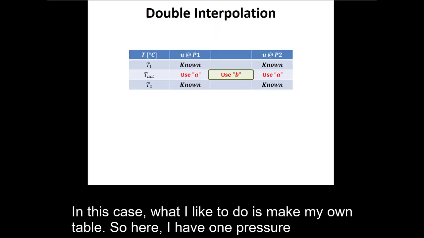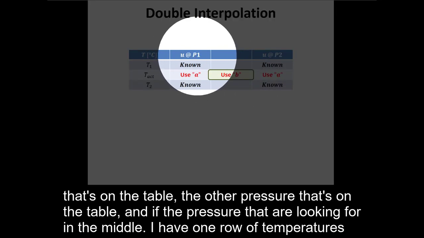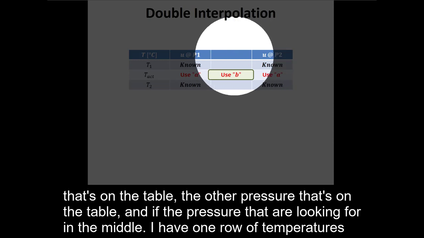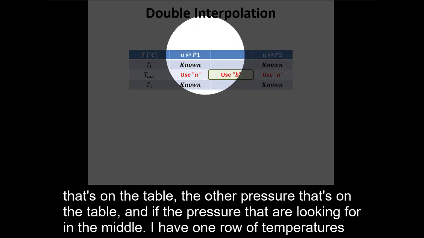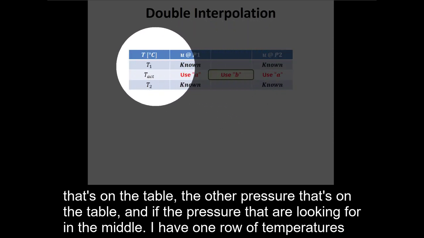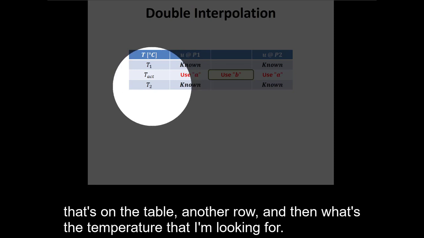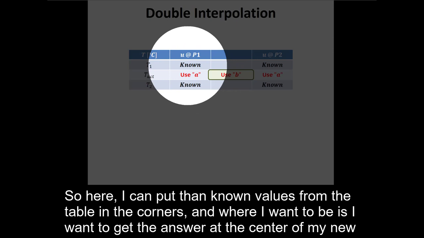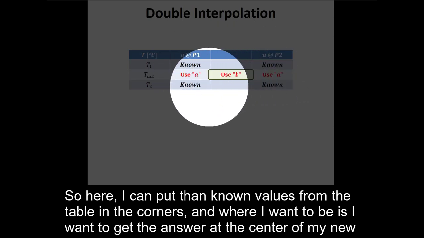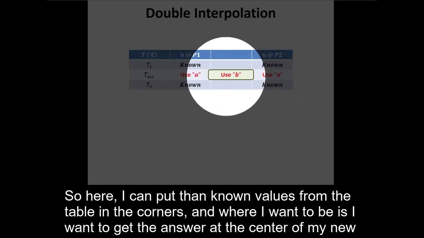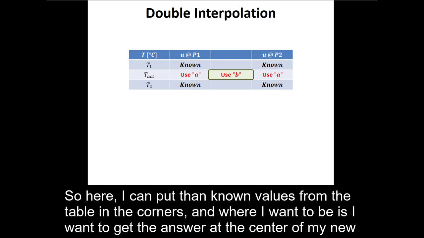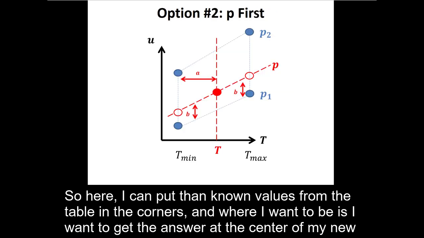In this case, what I like to do is make my own table. So here I have one pressure that's on the table, the other pressure that's on the table, and then the pressure that I'm looking for in the middle. I have one row of temperatures that's on the table, another row, and then what's the temperature that I'm looking for. So here I can put the known values from the table in the corners, and where I want to be is I want to get the answer at the center of my new table.